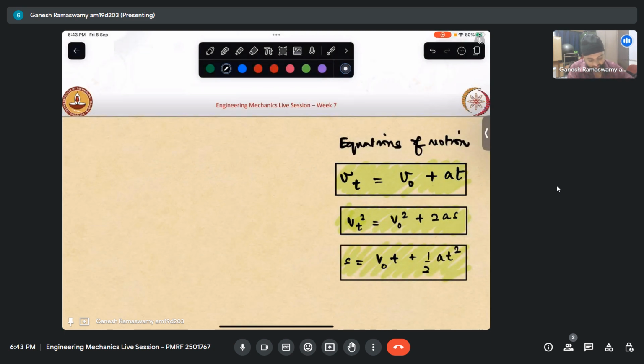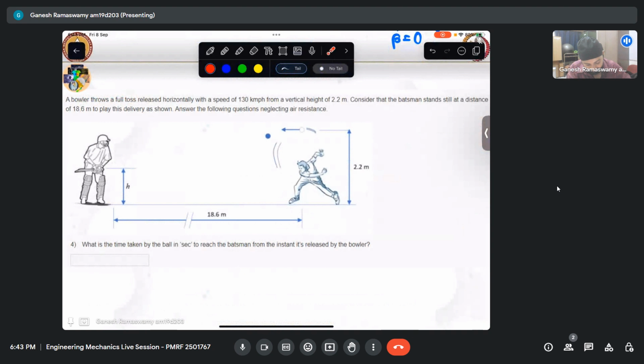Okay. So this question says a bowler throws a full toss, meaning it did not bounce, it directly went to the bat, which was released horizontally with a speed of 130 kmph from a vertical distance of 2.2. So essentially, it had an initial horizontal velocity only. It was released perfectly at 90 degrees, is what the question says. So this V happens to be 130 kmph and this was released from a height of 2.2 meters. Consider that the batsman stands at a distance of 18.6 meters. So this distance is given to be 18.6.